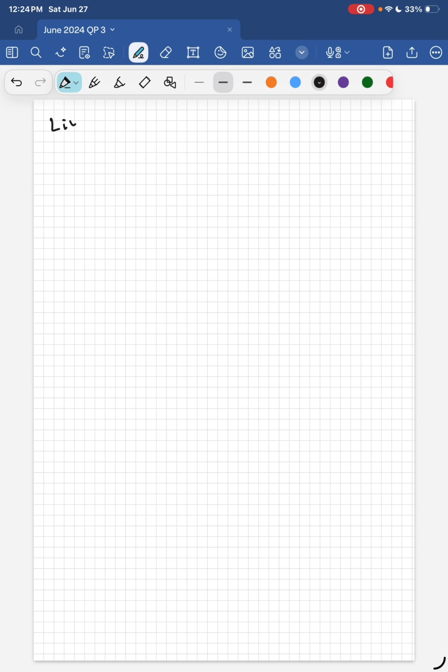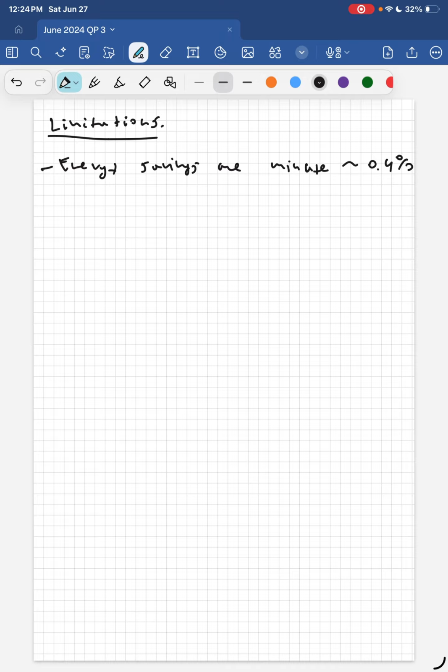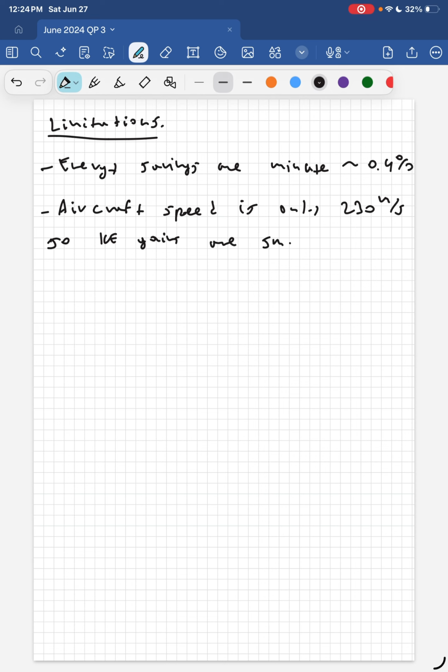Now, as for the limitations, the energy savings are minute. I mean, in the order of 0.4%. It's not much. It would be great if it was 20% savings, right? Then also the aircraft speed is only 230 meters per second, so kinetic energy gains are small. And the other limitation is that this method can be used with only light microsatellites.